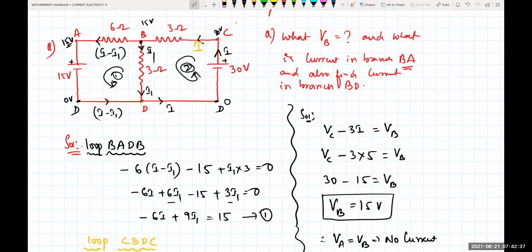D is connected to the negative terminal, so it is 0 volt. This is also D, and this is also D. Above this one is A and this is B. A and B, the potential will be equal to how much?